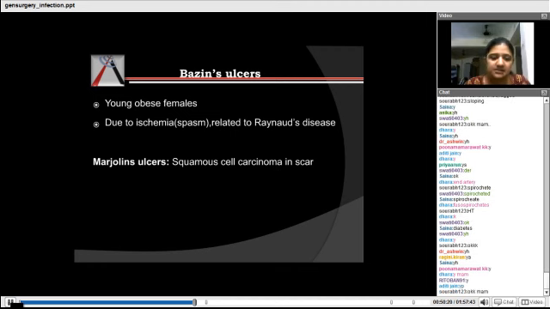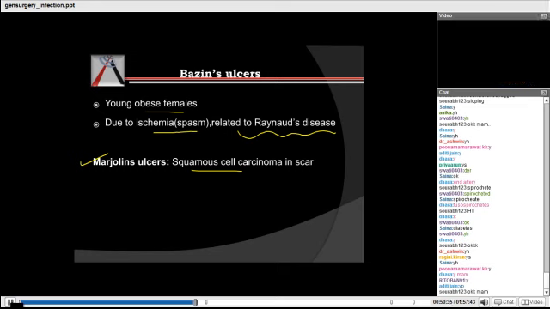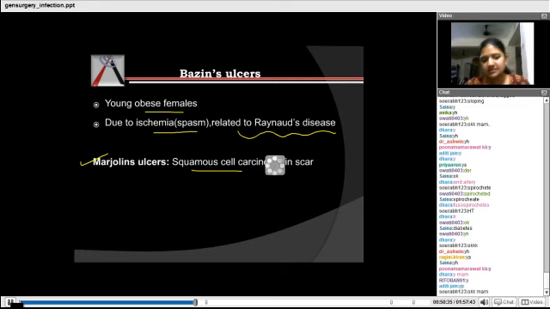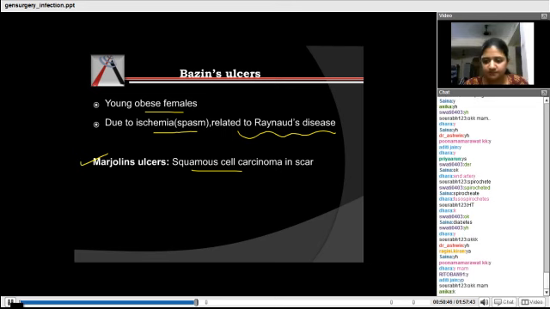Then comes Bazin's ulcer. Bazin's ulcer is seen in young, obese females. It happens because of ischemia, also related to Raynaud's disease. Another term, Marjolin's ulcer, is an ulcer that happens in squamous carcinoma. A squamous cell resulting in a scar forming an ulcer is called as a Marjolin's ulcer. Be familiar with all these different type of ulcers. They are very common source of MCQ in general surgery.